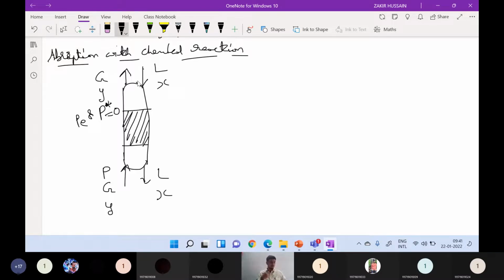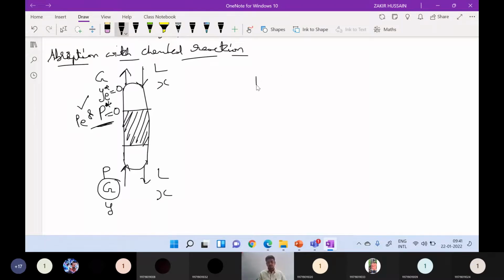So the absorption followed by a chemical reaction, which usually takes place in the liquid phase, is often used for the complete removal of solute from the gas phase. So it is very much possible to remove the solute completely from the gas phase using absorption with chemical reaction. The examples we have seen already. The advantage here is that the partial pressure, or the mole fraction ye star or y star, will also be zero. Why? Because P star is already zero.